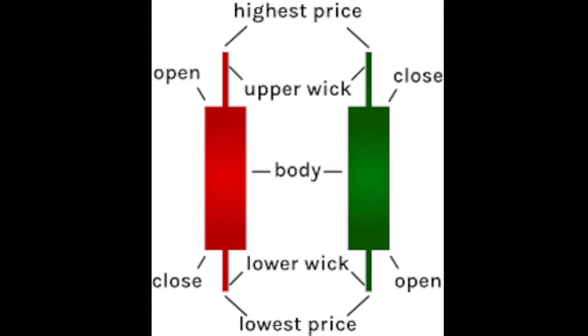If we're looking at the green, it's the opposite. The body represents the open and close. On the green candle, it opens at the bottom, and the top is where it closed. And the wick is how far it traveled from the highest price to the lowest price after opening and before closing.